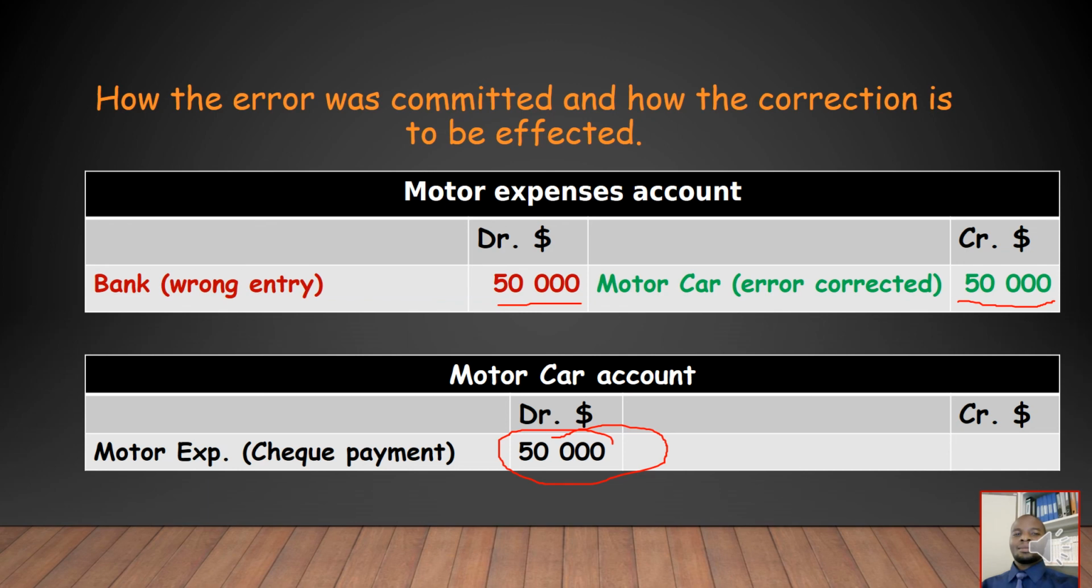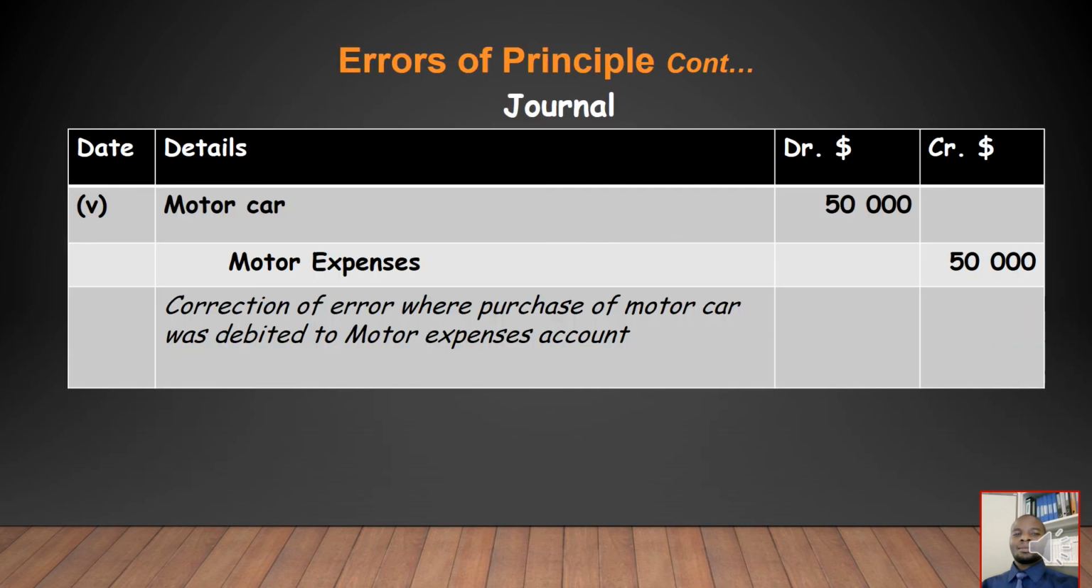How is it supposed to be presented when it comes to the journal entries? Here are the entries in the journal. We are simply saying to correct that error, we debit the motor car account and credit the motor expenses account. And we add a narration: a correction of error where purchase of motor car was debited to motor expenses account. Let's move on to look at the next question.